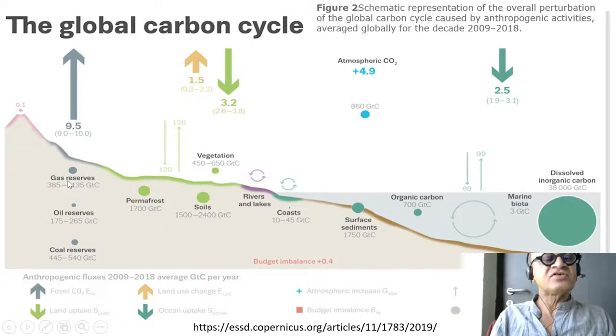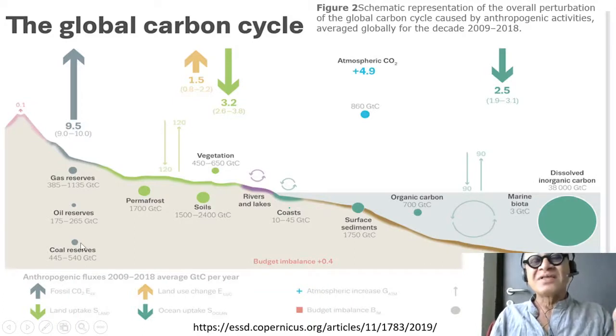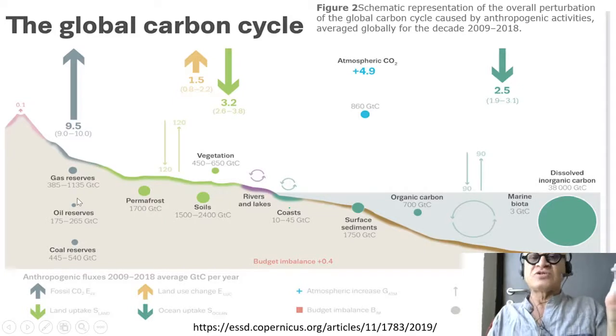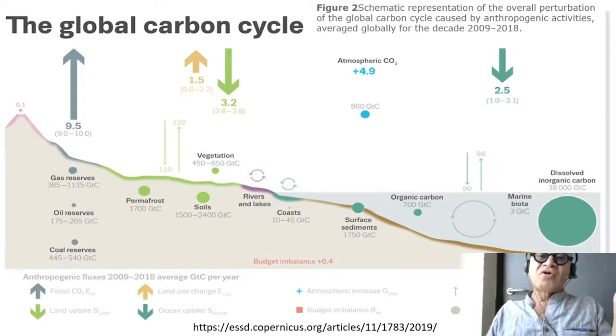So gas reserves, oil reserves, coal reserves. So you can see that there is estimated carbon emission still locked up in there. So all the mitigation is often about keeping it in the ground and not emitting in the first place, rather than worrying about emitting and then worrying about how to take it out.